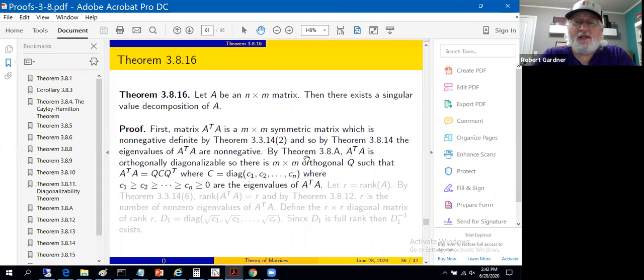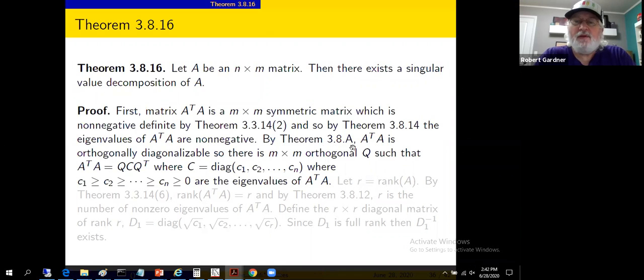We've done this so many times. Theorem 3.8.a says, take this symmetric matrix, it's orthogonally diagonalizable. It's just a claim that a symmetric matrix is orthogonally diagonalizable. So there exists, A transpose A, that's m by m. So these orthogonal matrices in this conversation will be m by m.